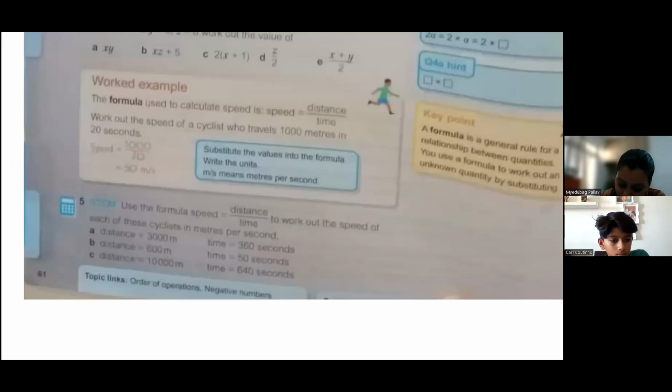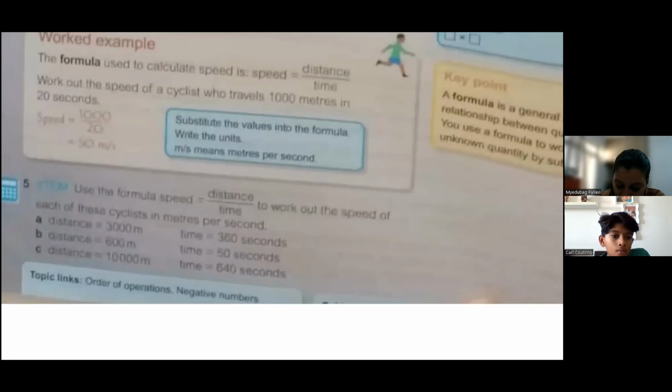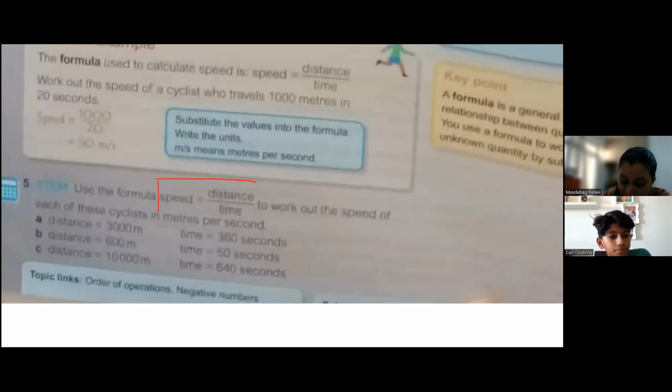Question number 5. We have to find the values of speed only using this particular formula. Speed is equal to distance upon time, and we have to work out the speed of each of these cyclists in meter per second. Different distances are given to us and different times are also given to us. We'll just put the values of distance and time in this expression which we have.